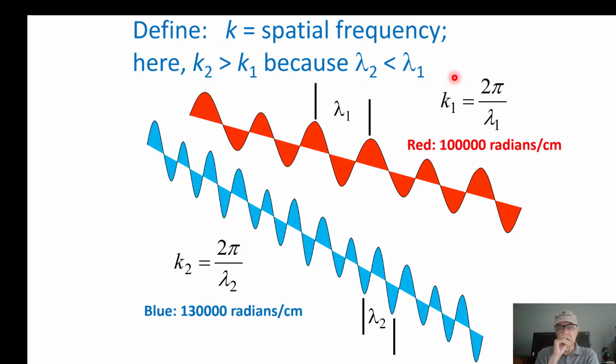I think this puts that in a little bit more quantitative way. Typical numbers are shown now, and red would be maybe 100,000 radians per centimeter, and blue is maybe 130,000 radians per centimeter. It's not an enormous difference, and yet your eyes are exquisitely capable of telling one color from another, despite this fairly small difference.